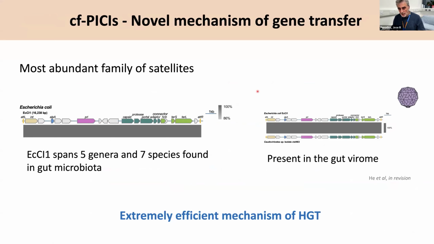Also, a funny thing is that this family that we call CF PICIs was very abundant in nature. In terms of satellites, the CF PICIs are the most abundant family in nature. And another interesting thing is that the same satellites, exactly the same DNA, could be found in many different species from different genera. It's like if we found a virus satellite in humans that was also present, I don't know, in cats, horses, and was exactly the same one. This is very, very strange. That was surprising for us.